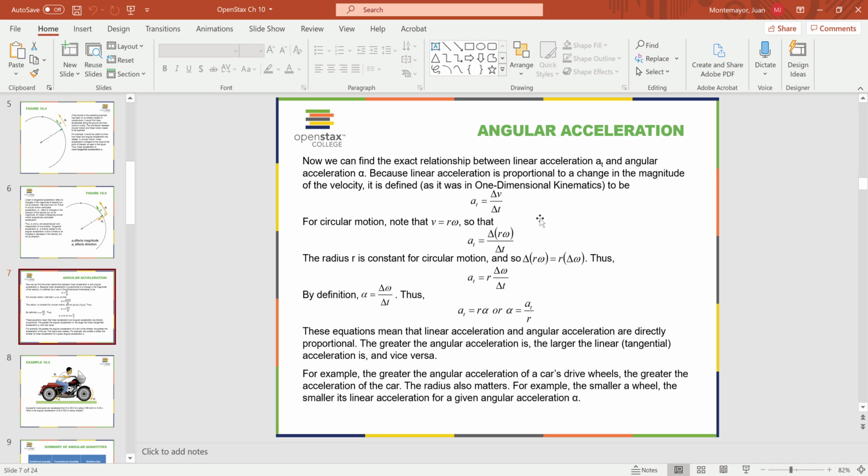Now we can find the exact relationship between the linear acceleration, a_t, and angular acceleration, alpha. Because linear acceleration is proportional to a change in the magnitude of its velocity, it is defined as in one-dimensional kinematics to be a_t equals our change in velocity over change in time. For circular motion, note that our velocity here is r omega, our radius times our angular velocity. So if we substitute that r omega for velocity, we end up with this, where we have our change in r omega over change in time.